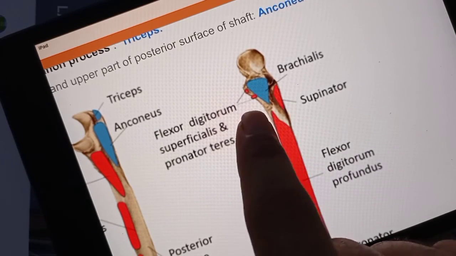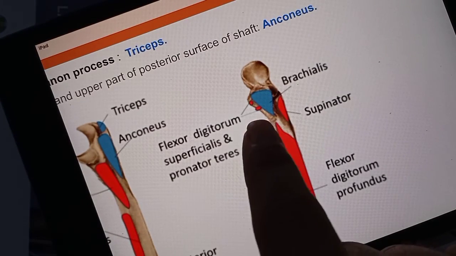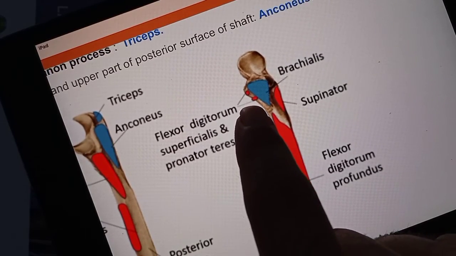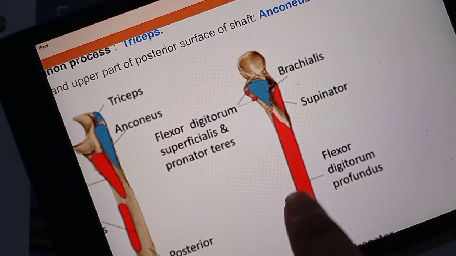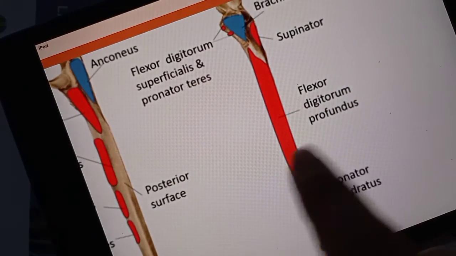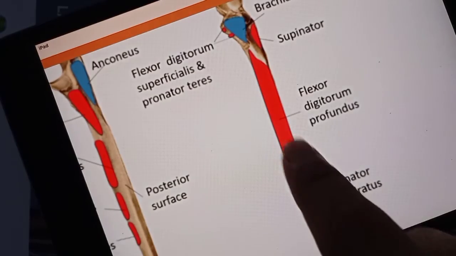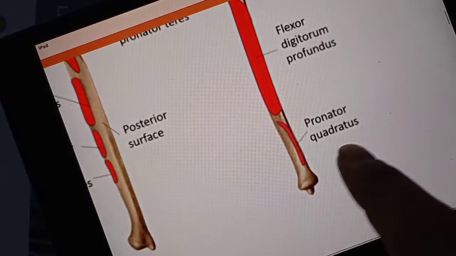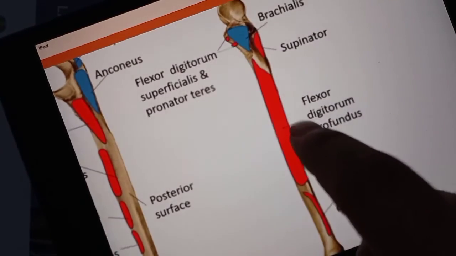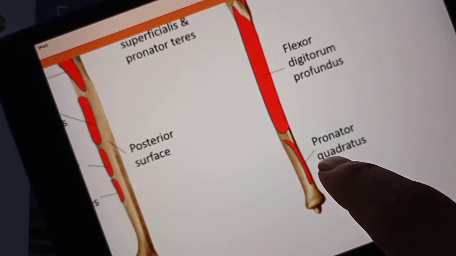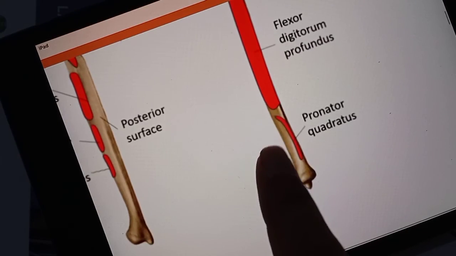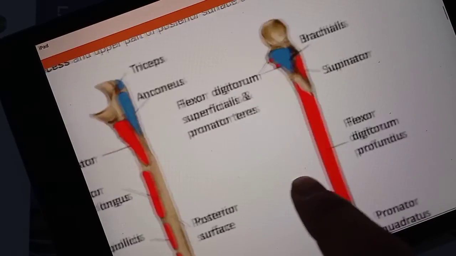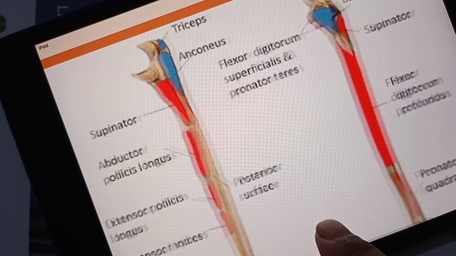On the medial side of the coronary process there is attached the flexor digitorum superficialis and pronator teres muscle. These two muscles are attached on the medial side of the coronary process. On the shaft, on the anterior surface, there is attached flexor digitorum profundus on the proximal two-thirds, while on the distal one-third of the shaft, there is obliquely attached the pronator quadratus muscle. So these were the muscles that were attached to the ulna.